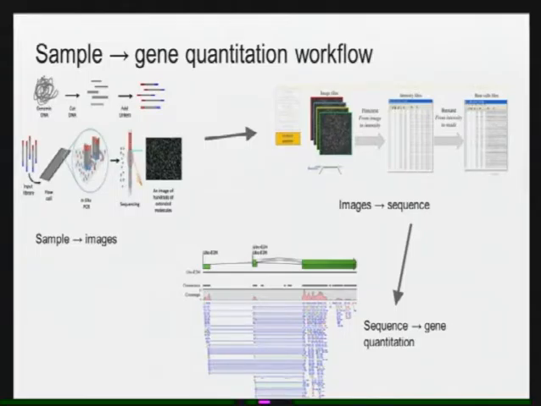So I'll walk through this for a minute. First, we're going to start with your sample, and I'm going to describe basically the Illumina technology because that's the one I'm most familiar with. So how that gets from your sample to an image, from an image to sequence, and from sequence to gene quantitation.